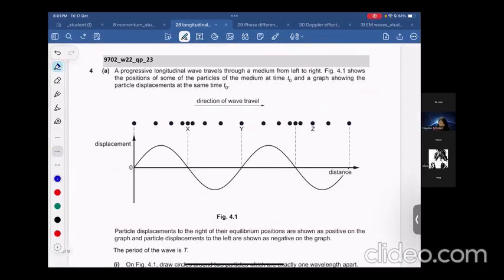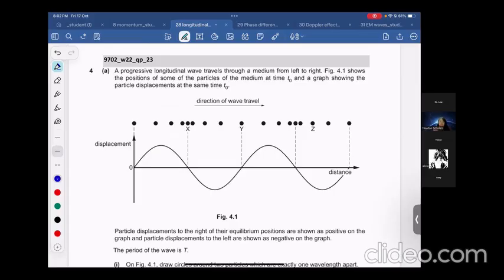Question number 4. Progressive longitudinal wave. A progressive wave can be a transverse wave or a longitudinal wave. From here we can determine compression and rarefaction. A progressive longitudinal wave travels through a medium from left to right. Figure 4.1 shows the position of some of the particles of the medium at time t equals 0. Then a graph shows the particle displacements at the same time t equals 0, a displacement-distance graph.